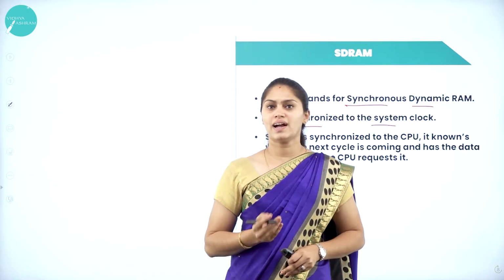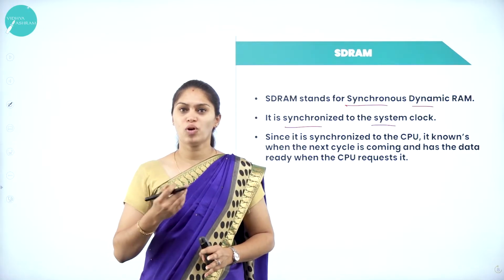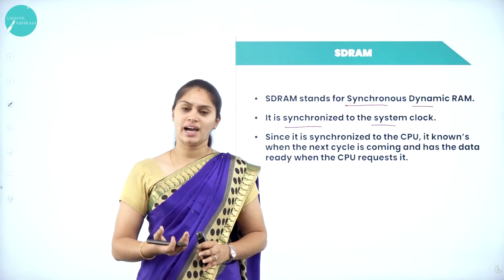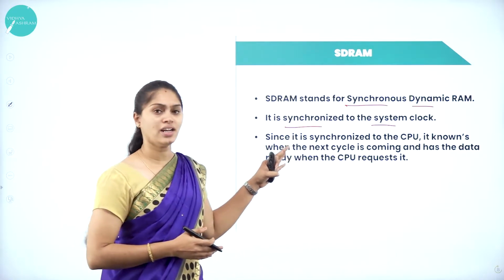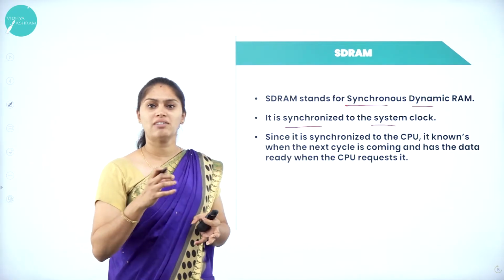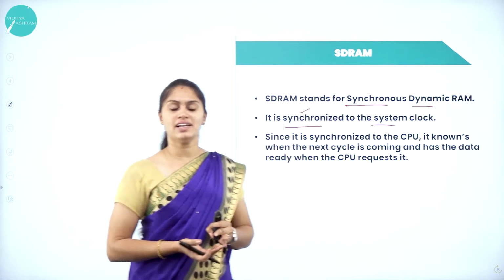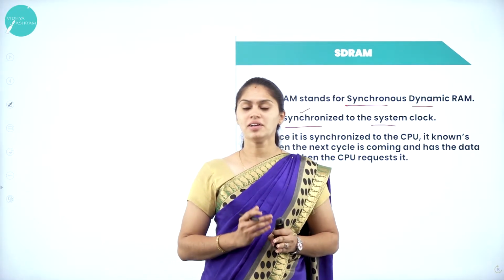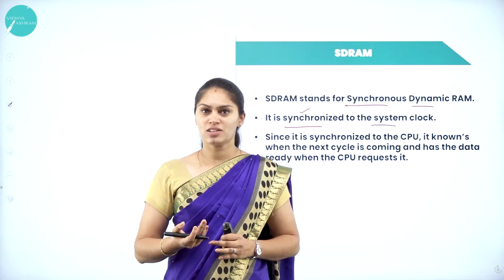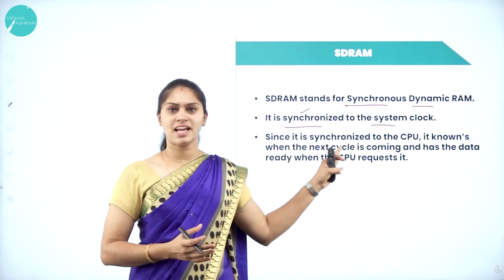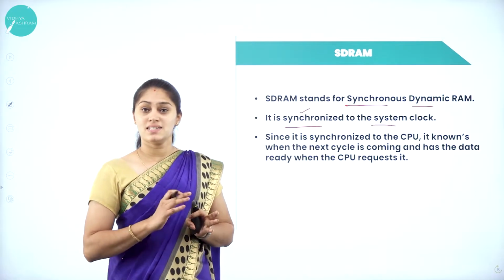Already we had a discussion regarding what is clock speed and how it is measured. If the number of clock ticks is more, then the CPU's performance will be high. That is known as clock speed. So this SDRAM, or synchronous dynamic RAM, is synchronized to the system clock. If the number of clock ticks per second is more, then the CPU performance also will be high.